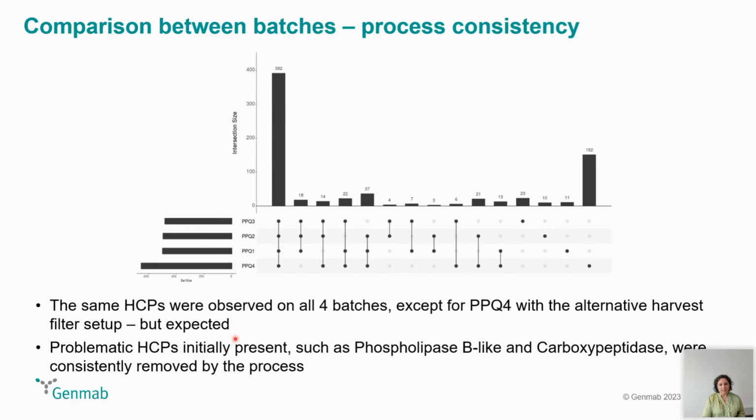By the analysis, now that we know what proteins are present, we can also show that the phospholipase B and carboxypeptidase were originally present in the harvest samples, but they were consistently removed by the process in all 4 PPQ batches. That knowledge you will never gain with the ELISA method, because then you cannot distinguish between what is a problematic HCP and what is not.